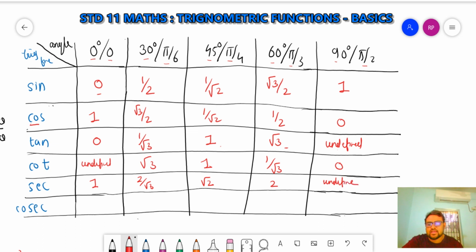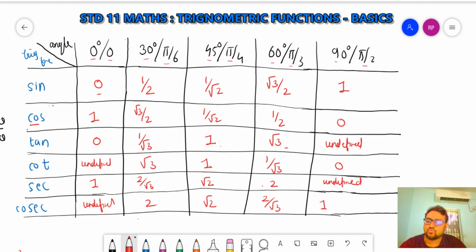Now cosec, just use this value. 90 is complementary of 0, so undefined. This 2, root 2, 2 by root 3, 1. I'm just reversing of sec. So this is the table of trigonometric functions. These are some specific values for 0 degree, 30 degree, 45 degree, 60 degree, and 90 degree, or 0 radian, pi by 6, pi by 4, pi by 3, and pi by 2. Clear? So just note down this table.